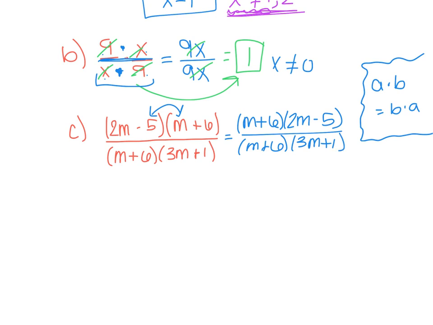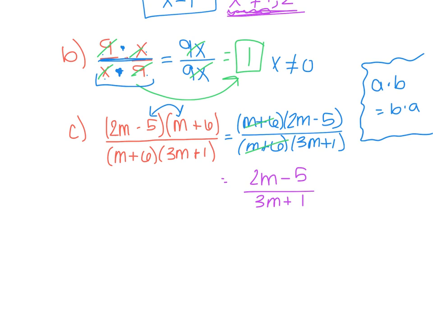So hopefully now you're recognizing this m plus 6 over m plus 6. Anything divided by itself equals 1. So those cancel out, and we're left with our final answer of 2m minus 5 over 3m plus 1.